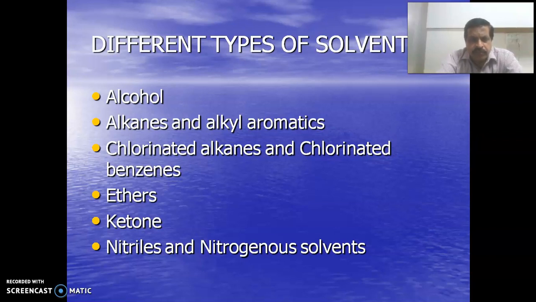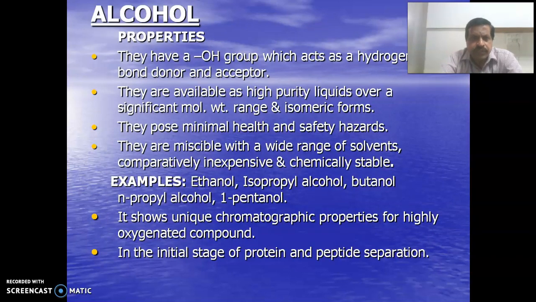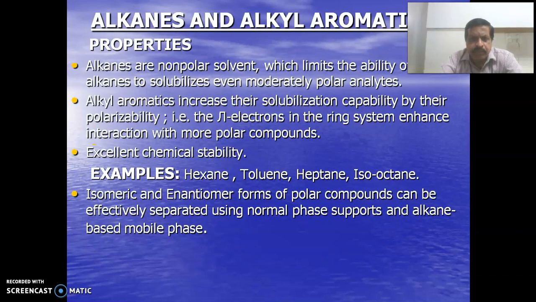So the different types of solvents you can use are usually alcohols, alkanes and aromatics, chlorinated alkanes and chlorinated benzenes, ethers, ketones, and nitriles and nitrogenous solvents for HPLC. In the case of alcohols, I would like to mention isopropyl alcohol, butanol, ethanol, which show unique chromatographic properties for highly oxygenated compounds. It also usually helps in the separation of proteins and peptides.